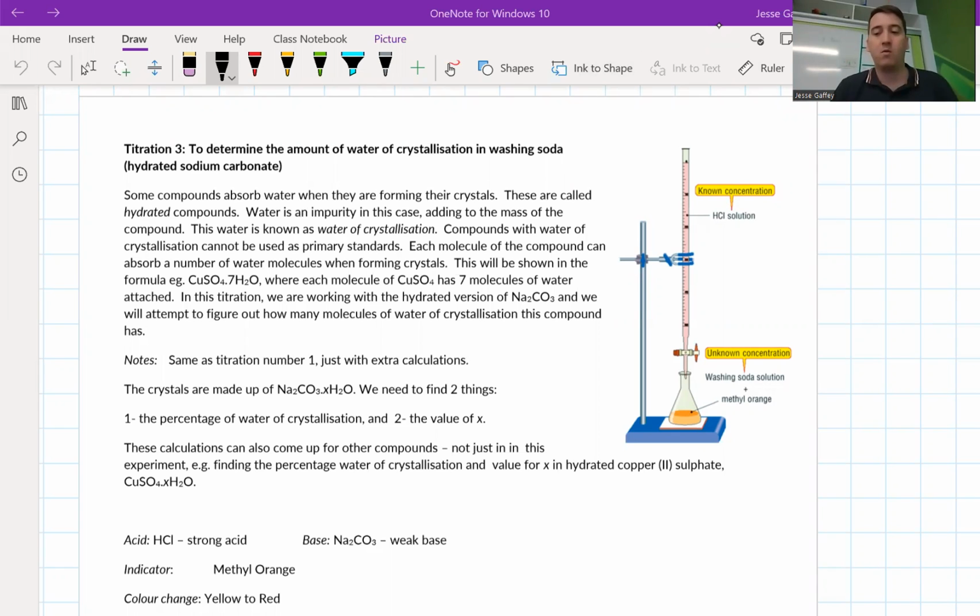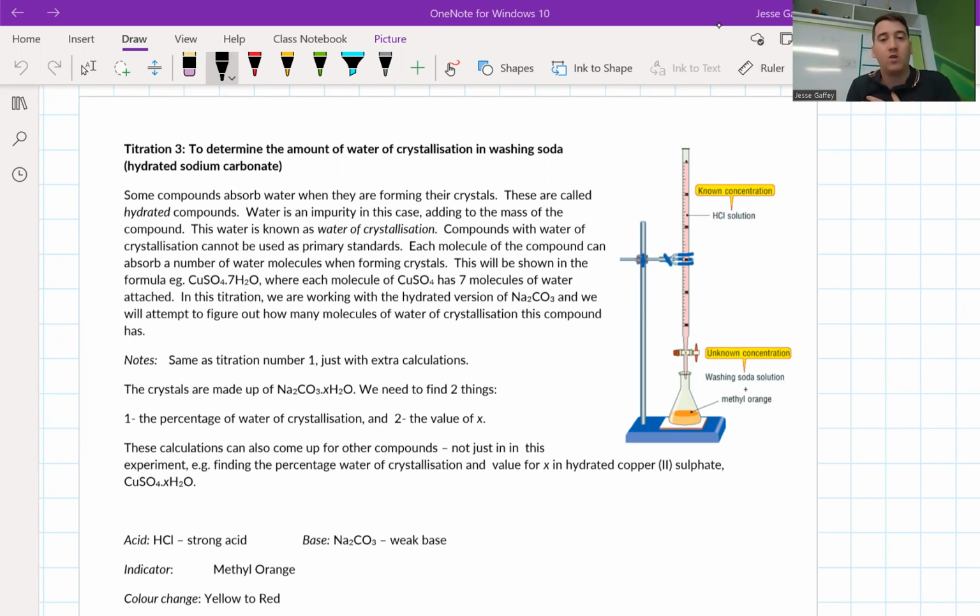Now, you don't really hear much about washing soda nowadays, but years ago in your parents' or your grandparents' time, this would have been something they may have used to wash clothes in or as some kind of detergent for cleaning windows and that kind of thing. So there were little white crystals and they were called washing soda. Now, how is washing soda different from sodium carbonate? We're going to have a look at this now.